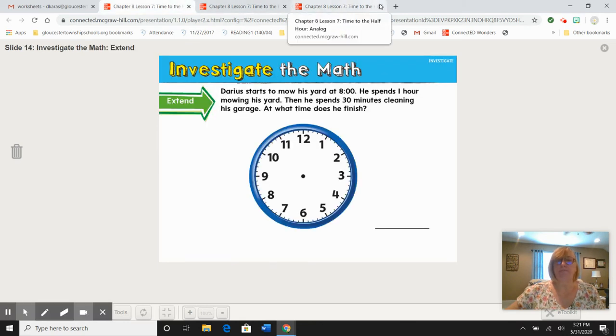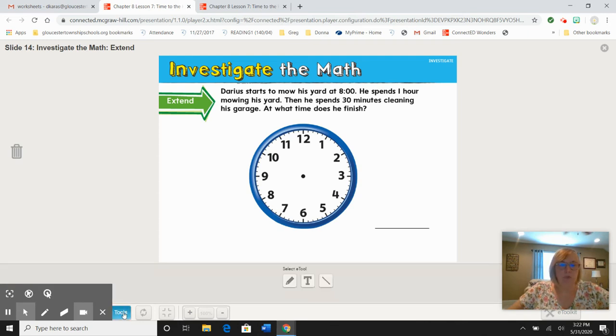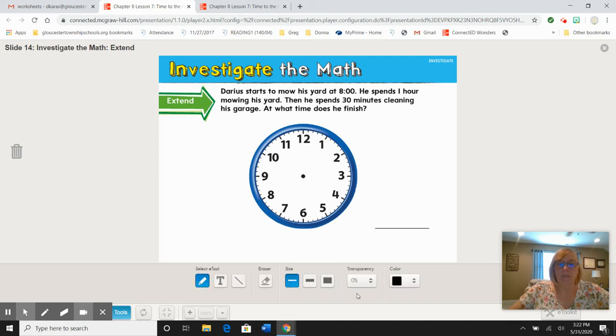Now we're going to look at that one. Darius starts to mow his yard at 8 o'clock. He spends 1 hour mowing his yard, and then he spends 30 minutes cleaning his garage. Wow, this one is a tough one. All right. So if he spends 1 hour, let me get my little tools here. Let's see if I can do this.